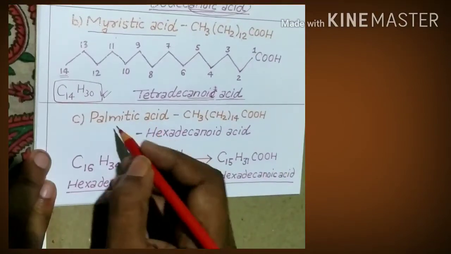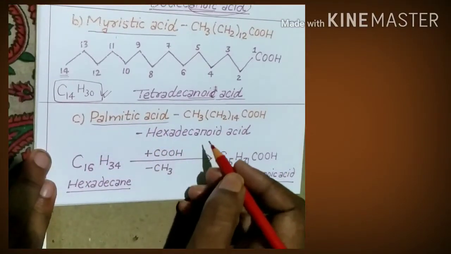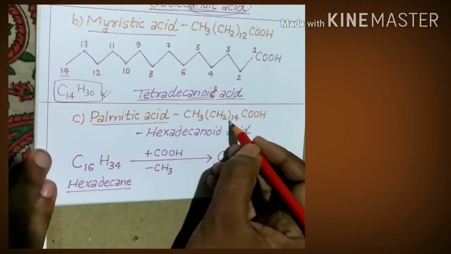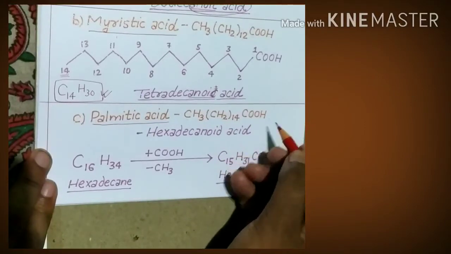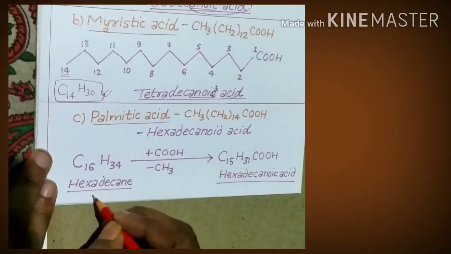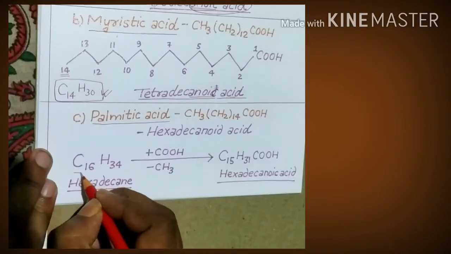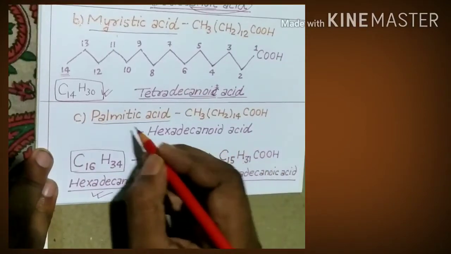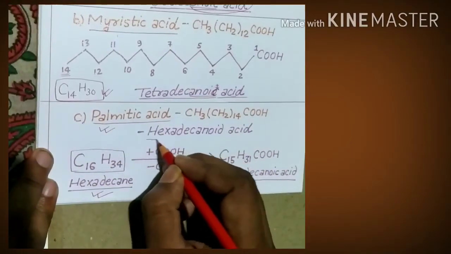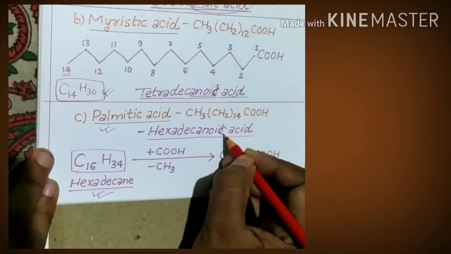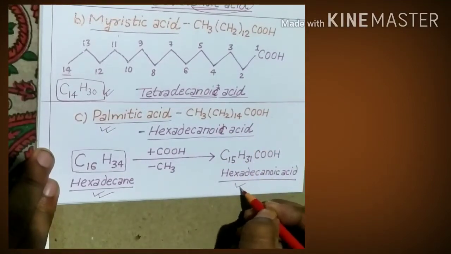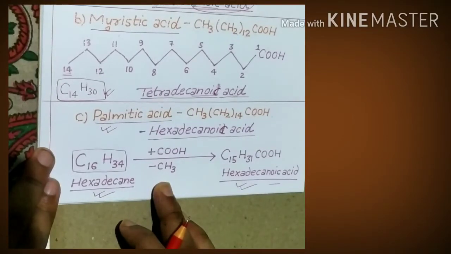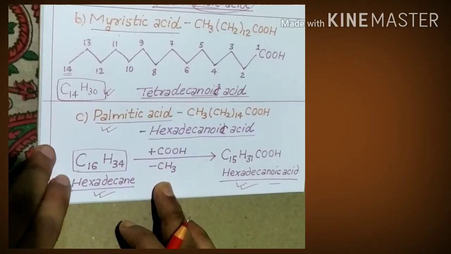Now palmitic acid. It is also a saturated fatty acid. Its formula is CH3(CH2)14COOH, and this acid has been derived from hexadecane, that is C16H34. So this acid is also called hexadecanoic acid. Is it clear? Now we will move to unsaturated fatty acids.